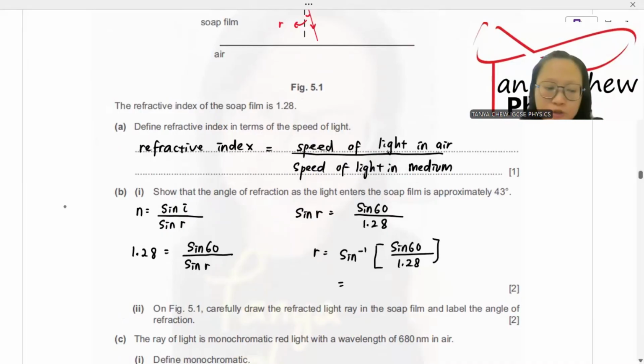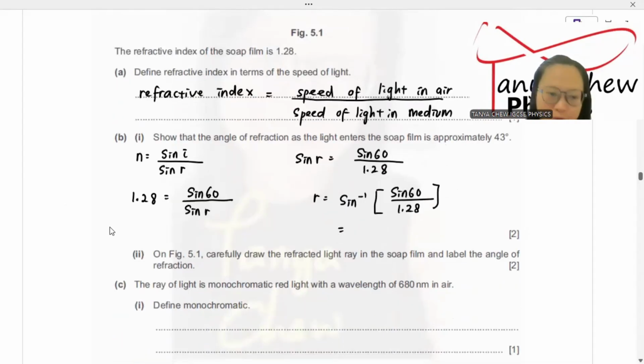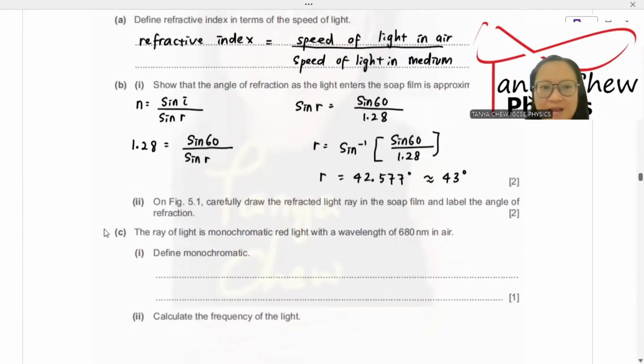Remember to convert your calculator to degree. We are not going to use radian. Don't make this careless mistake. So R that I got was 42.577 degrees, and I rounded off to approximately equal to 43 degrees.